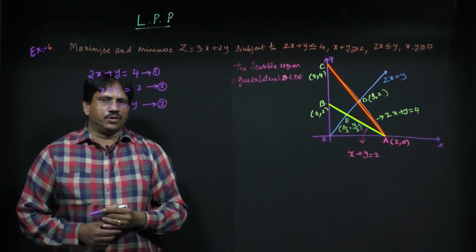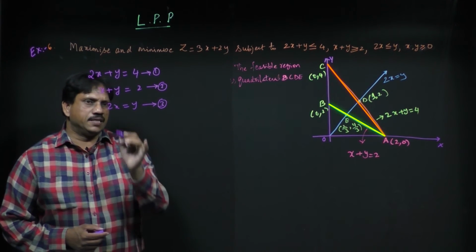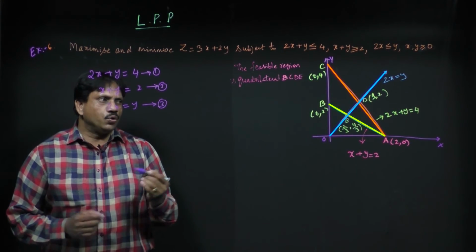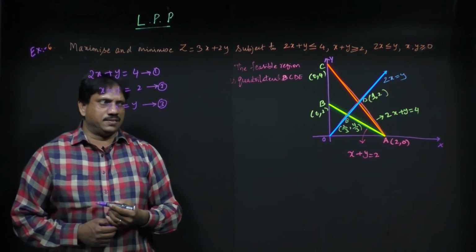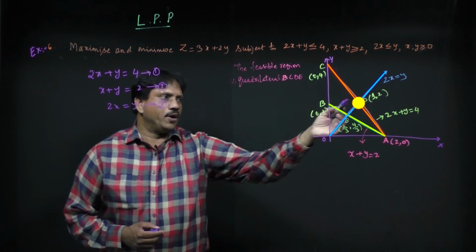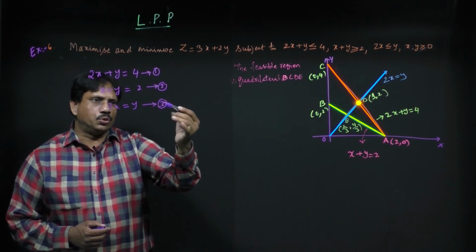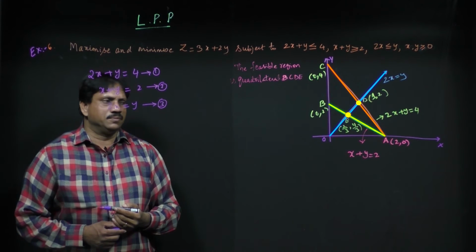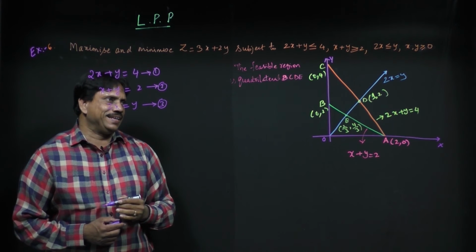And one more line you want, 2x equal to y or x equal to 1 by 2 y. It is clearly passing through the origin. This is the line which is passing through the origin. Now you want the points of intersection of the third line with the other two lines. By solving 1 and 3, you will get a point D, which is nothing but (1, 2). By solving 2 and 3, you will get a point E, (2 by 3, 4 by 3). Now students, by observation we got a quadrilateral.